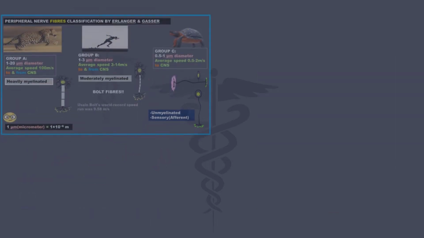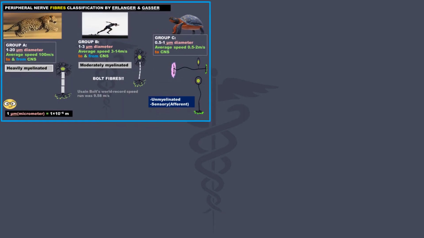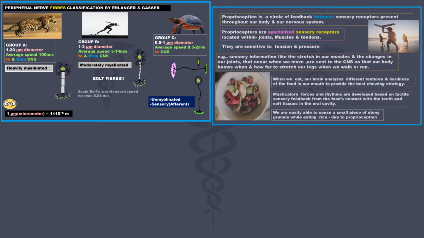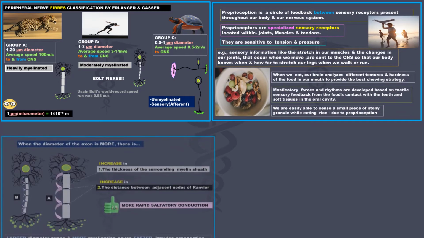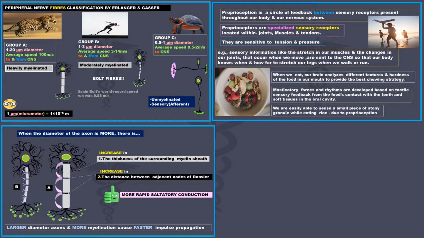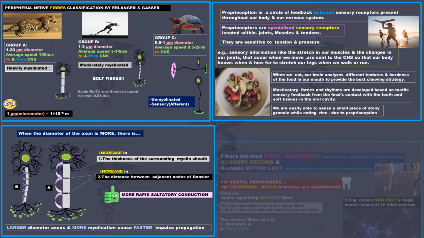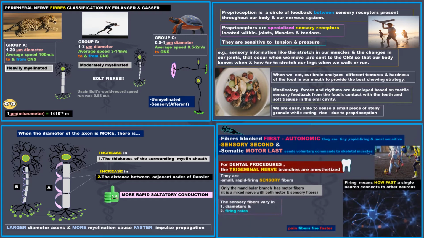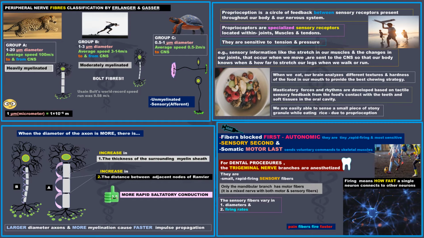The topics covered include the classification of nerve fibers given by Erlanger and Gasser, their functions, proprioception and what it means, how the diameter of an axon influences the conduction velocity of a nerve, which type of fibers are blocked during local anesthesia for dental procedures.